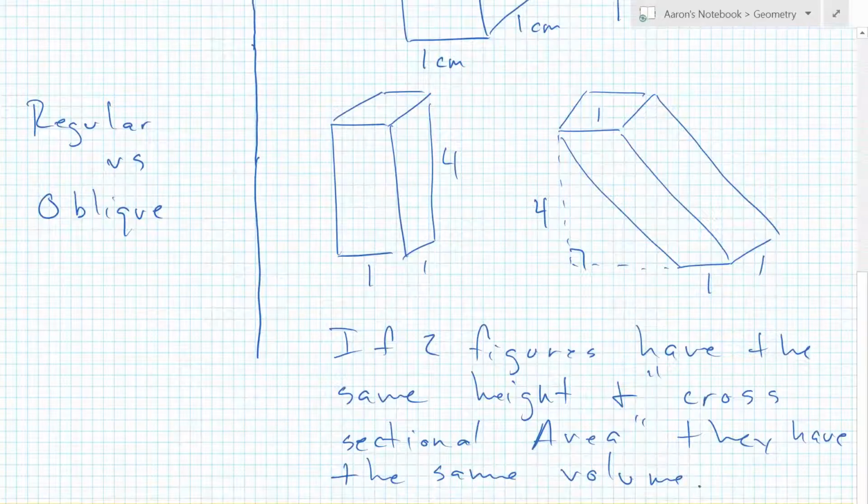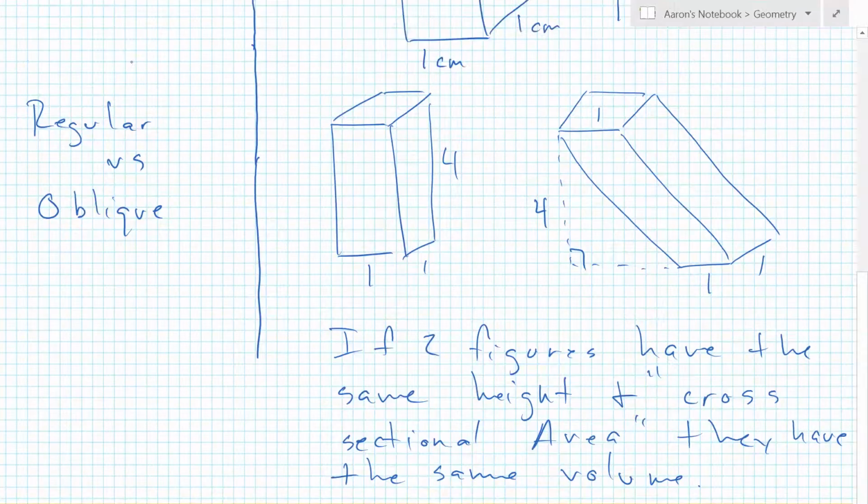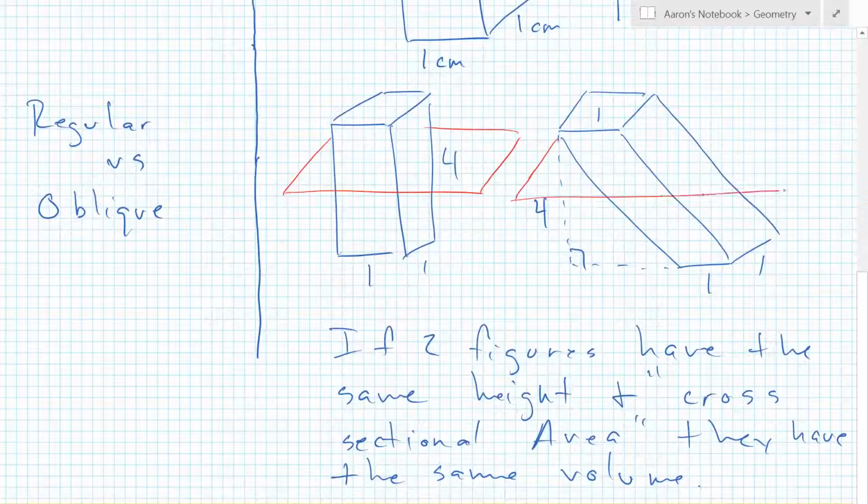Now, what do I mean when I say cross-sectional area? Well, cross-sectional area is the area of a figure if we were to slice it somehow. And so what I'm going to do is these red boxes are just kind of a plane that I'm cutting out. And what we'll get with this is a neat area.